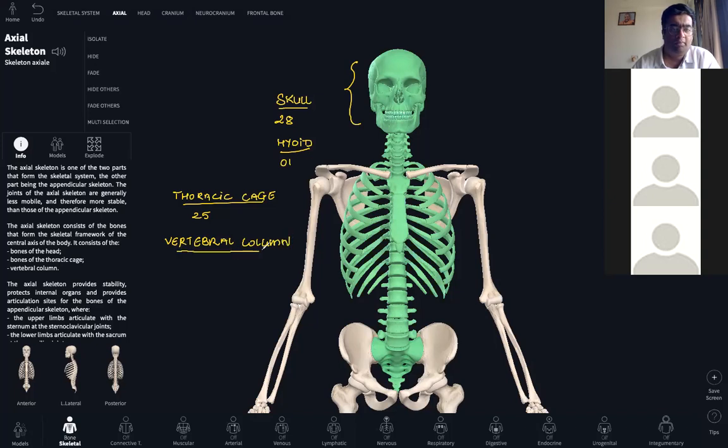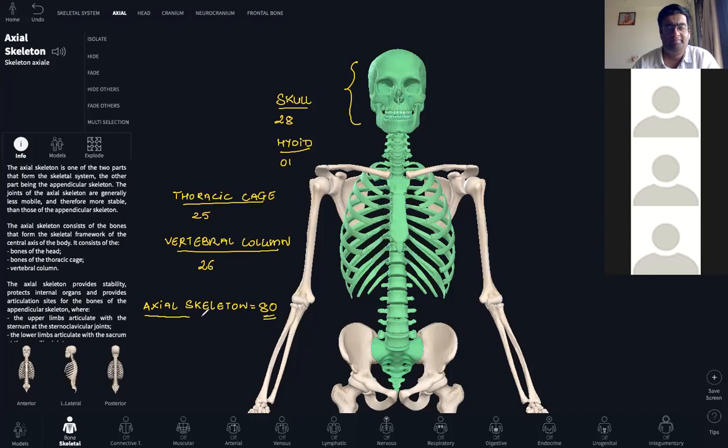The vertebral bone column consists of 26 bones. So 28 bones of the skull plus one bone in the hyoid, that makes it 29. 29 plus 25 in the thoracic cage, that makes it 54. And 54 plus 26 in the vertebral column, that makes it 80. So your axial skeleton consists of in all 80 bones.